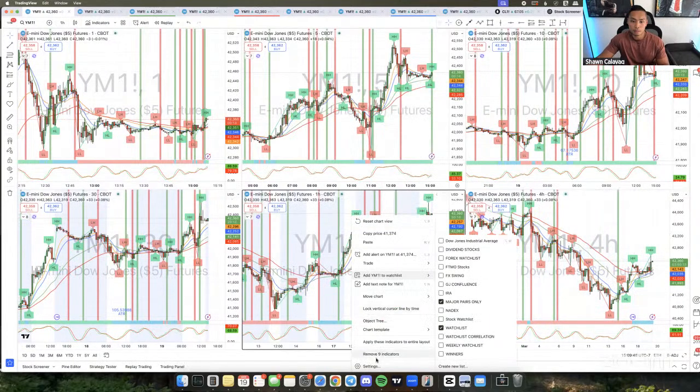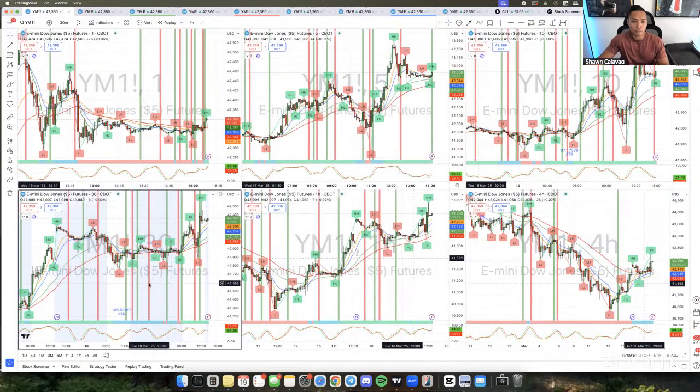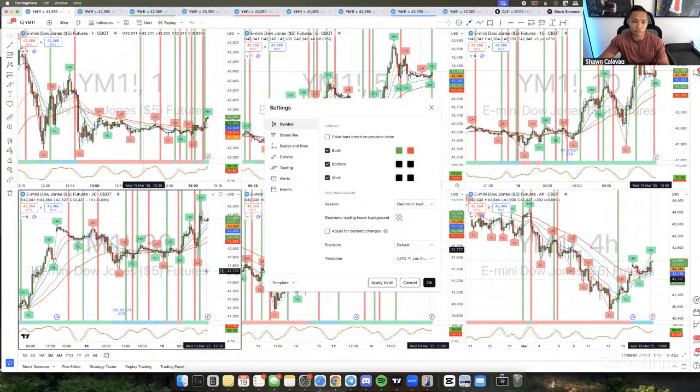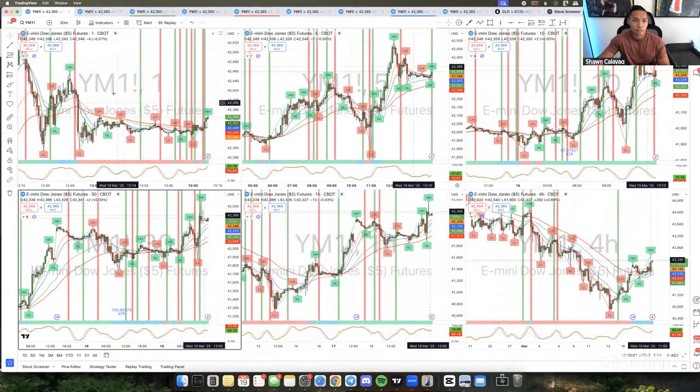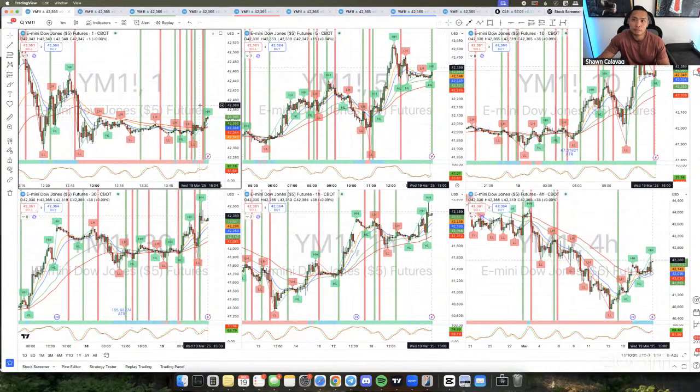All right, so I'm taking these blue bars off the chart. If you have these on your chart, just go to your settings, go to electronic trading hours background, and then change the opacity to 0. If you want to take it off, you don't need to, but I like my charts pretty clean. So starting off with my first tab here.